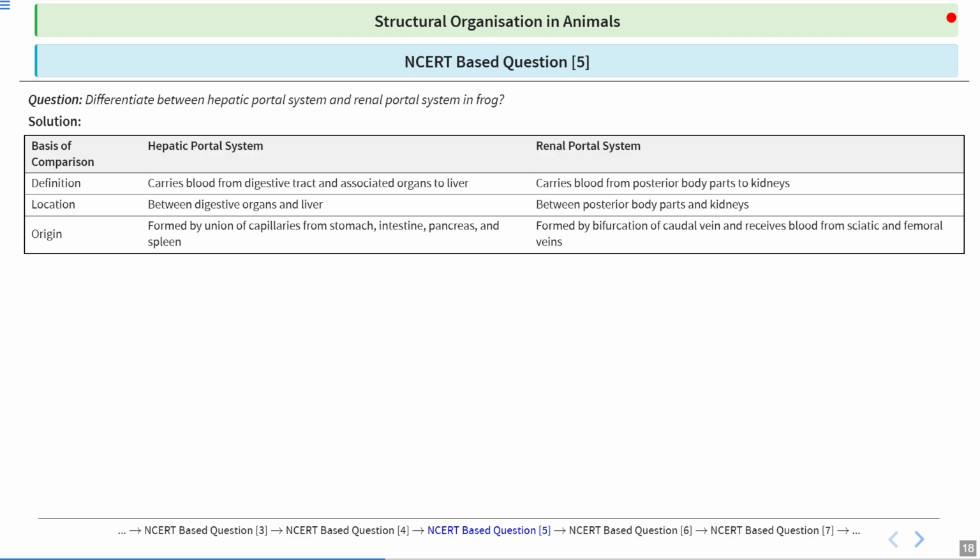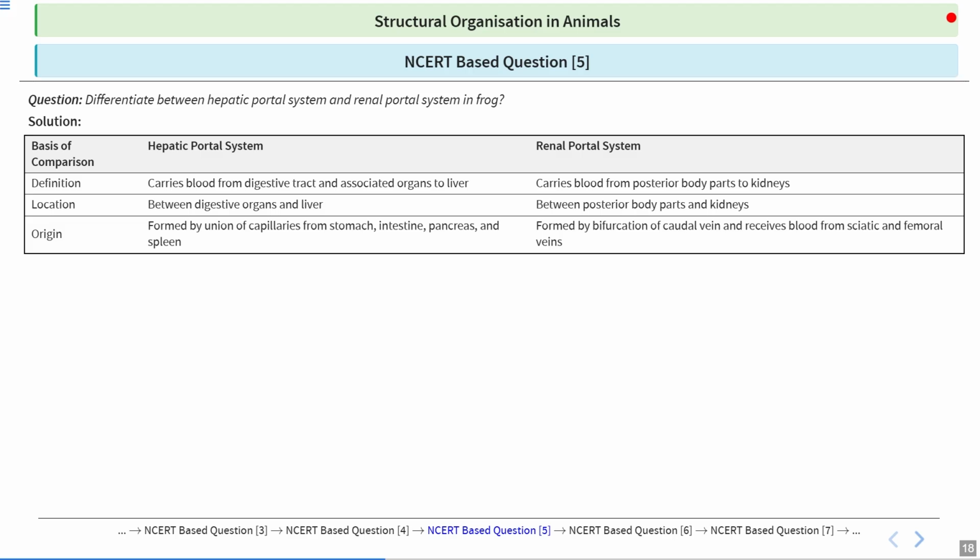Now, the veins that come out from your digestive tract, in the case of frog, our body is also having such a system, hepatic portal system and the renal portal system, and the frog also, right? So what happens here? The veins come out from the digestive tract, from stomach, from intestine, right? They all join and enter the liver. Whenever you hear the term hepatic, it means that it is related to the liver, right?